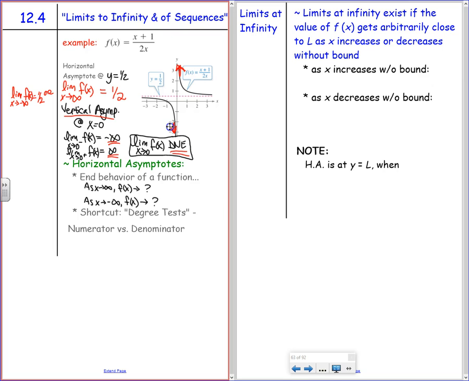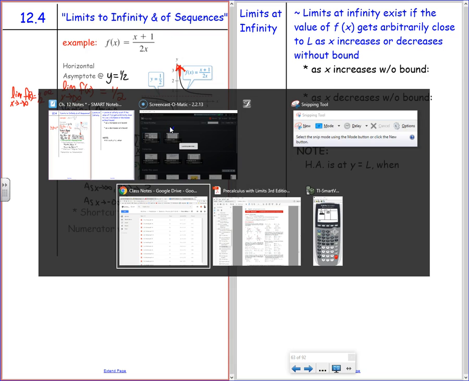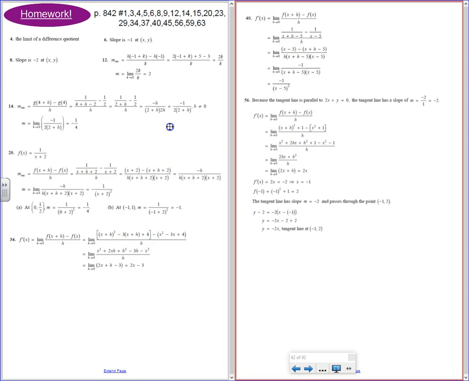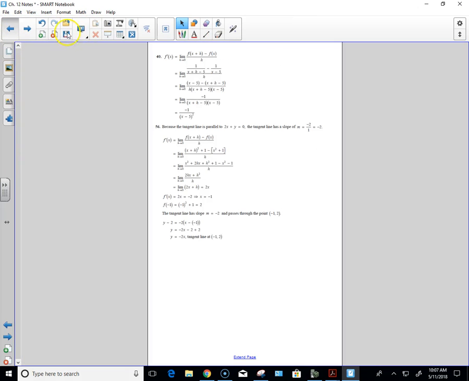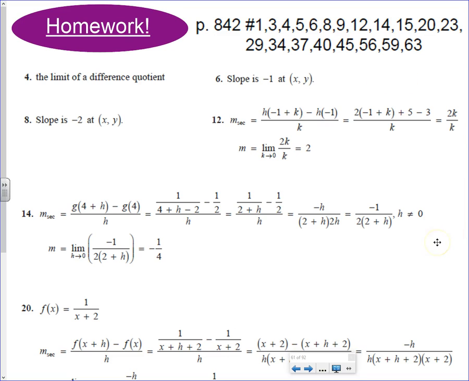We had way too much fun with the beginning of 12.4. Let's go grade 12.3, tangent line stuff. I forgot, it's actually in the notes. I think it's a little too small, yeah? All right, let's zoom in. Okay, here we go. 12.3. Let's grade. Number 4, the limit of a difference quotient. Number 6, -1. Number 8, -2. Number 12, the slope of the tangent line equals 2.